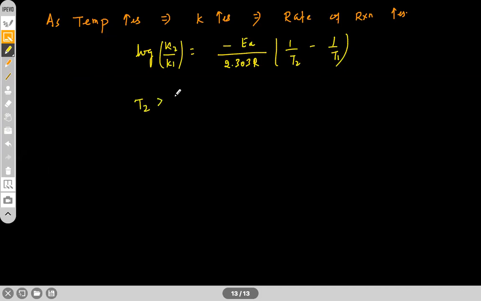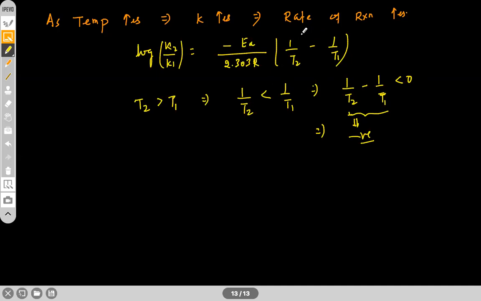Suppose I assume T2 is greater than T1. This means 1 by T2 is less than 1 by T1. This further means 1 by T2 minus 1 by T1 is less than 0. So this term is negative, the entire term is negative. Negative, negative becomes positive, meaning log of K2 by K1 is greater than 0, which means K2 is greater than K1.